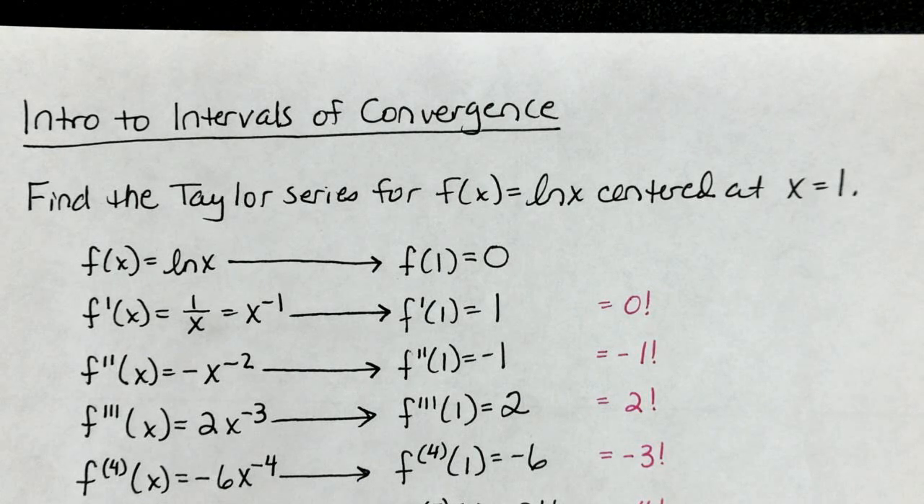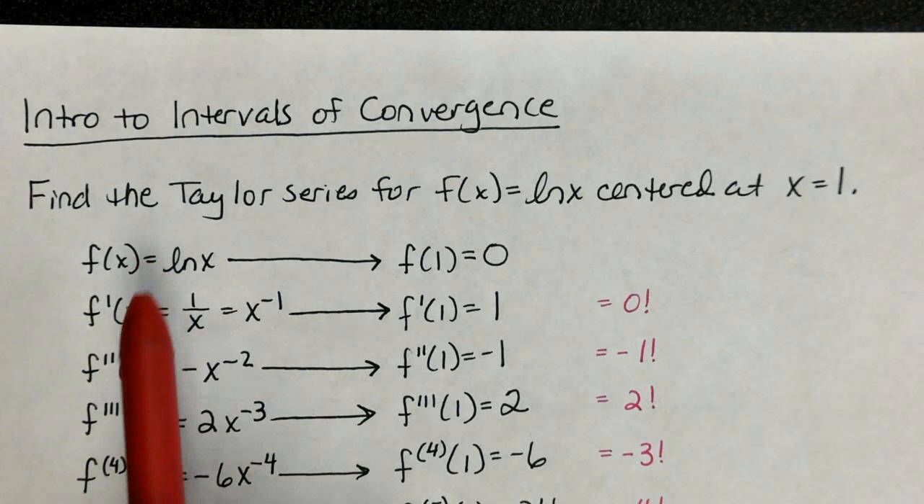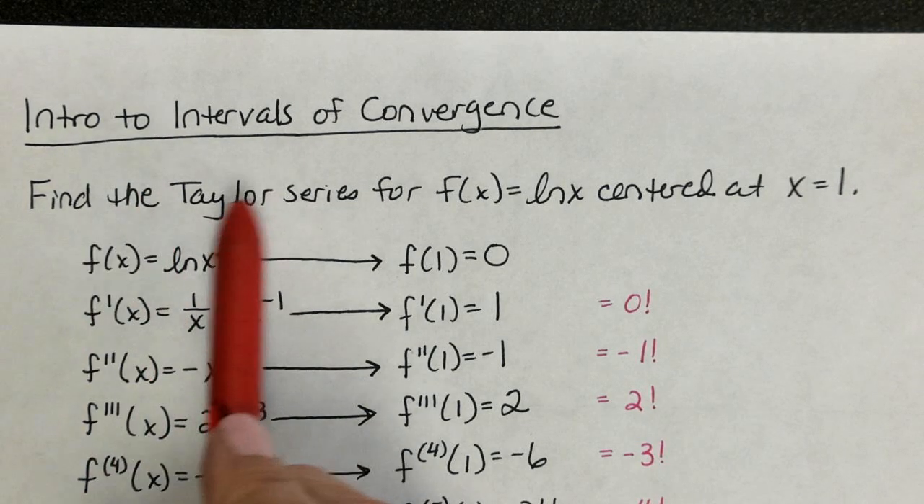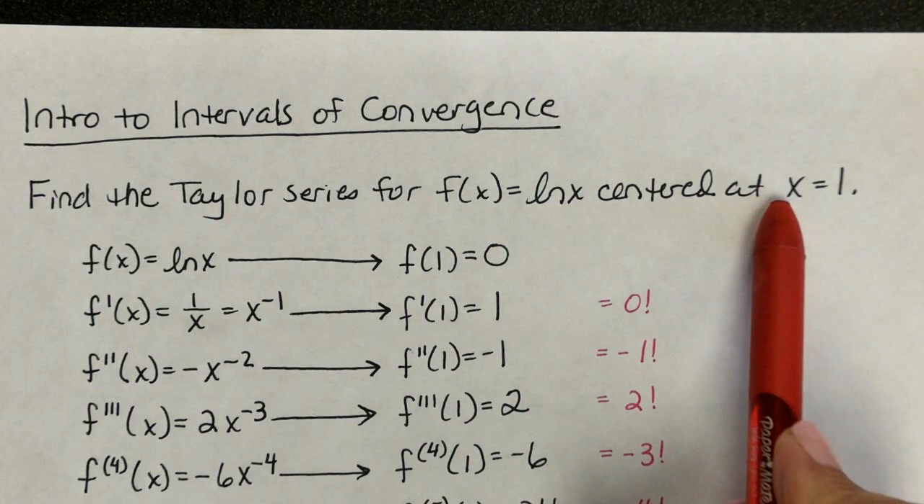Today we are doing intervals of convergence. Intervals of convergence. And I have a little intro for us because this is a really important topic and I need for you to get a good feel for it, a good feeling for what we're doing, why we're doing it. So I'm going to find the Taylor series for ln of x centered at x is equal to 1.